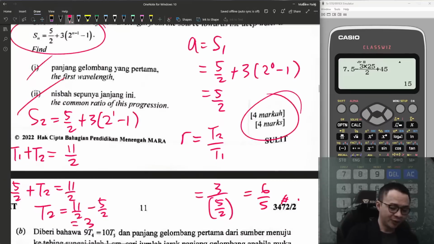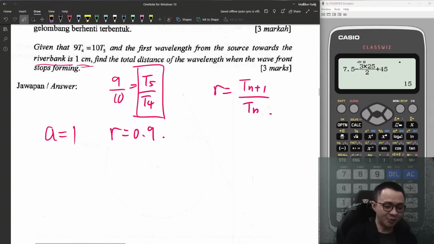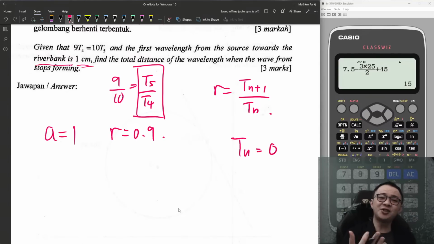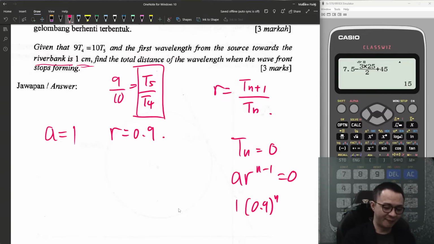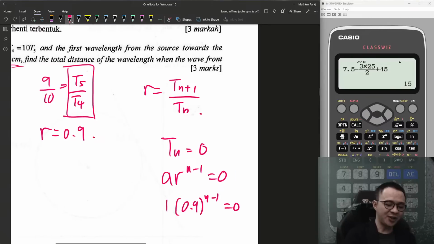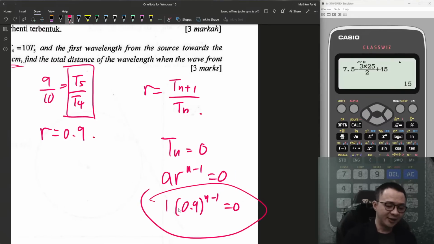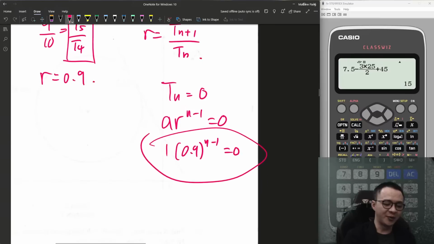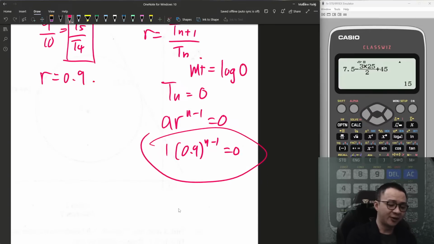So of course, some students were trying to do this: is it possible to find Tn equals 0? Because this is a geometric progression, right? If you try to do this, you will have some problem. Because when AR power n minus 1 equals 0, where A is 1, this is 0.9 power n minus 1 equals 0, then this question is unsolvable. Why? In order to find n, you need to take the log of both sides. But we can't do log 0, because log 0 is a math error.